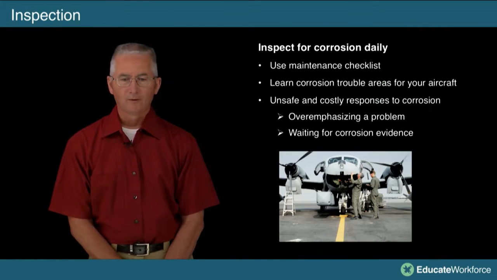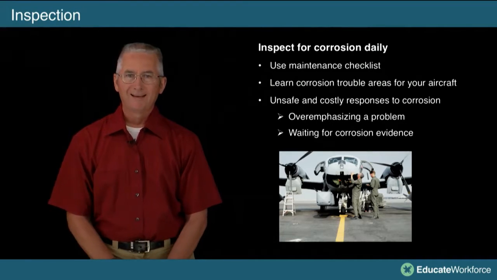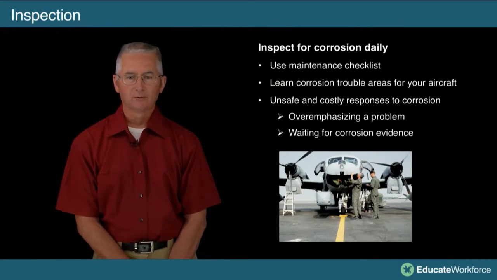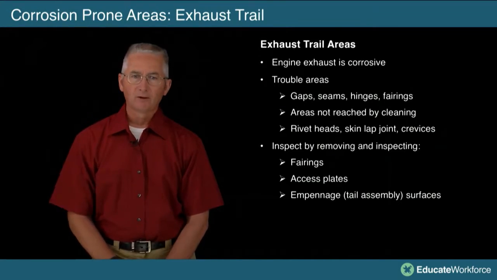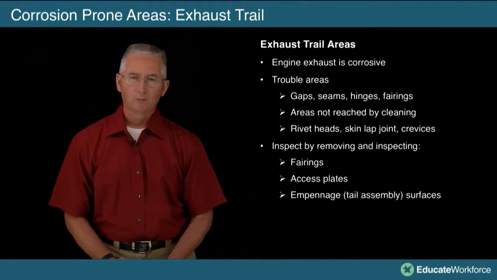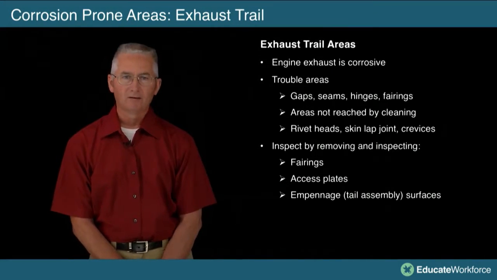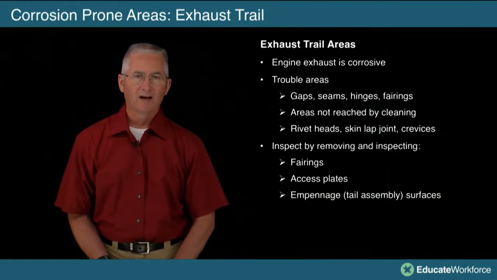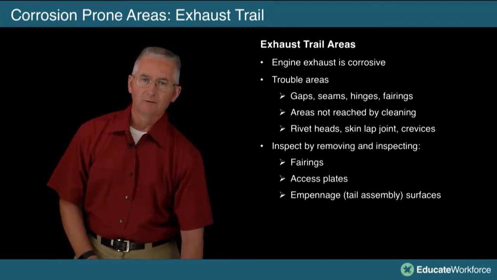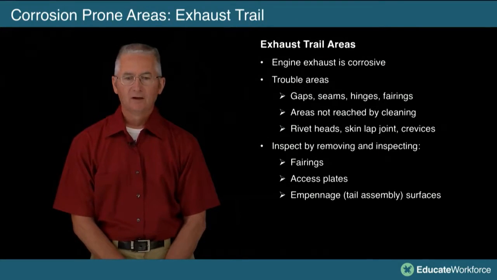We don't want to overemphasize the problem, but we need to be aware that corrosion is always present. And it's our job to help control, reduce, or eliminate as much corrosion as possible. Some areas that are really prone to corrosion are the exhaust trail areas, the areas behind the tailpipe. When we're burning fuel, we're creating a hydrocarbon, and when that mixes with the moisture in the air, that causes a corrosive surface. The high heat from the exhaust is going to blister the paint. It is going to allow these fumes to get up underneath the paint, and that's going to cause corrosion up under the painted surface.